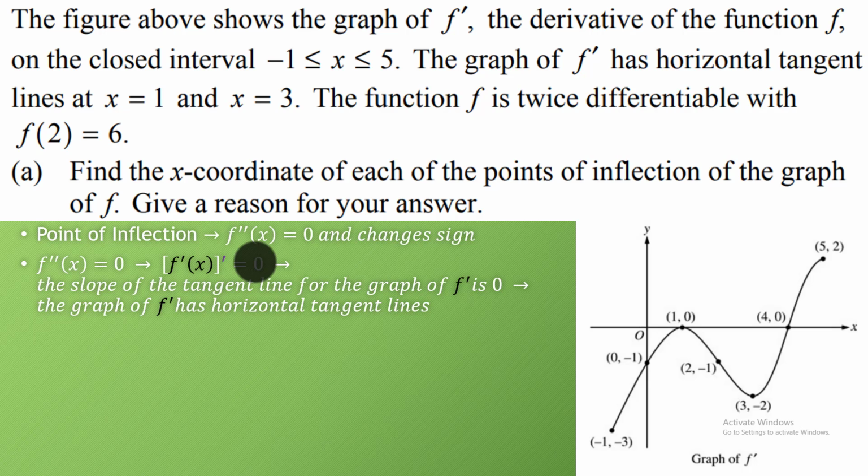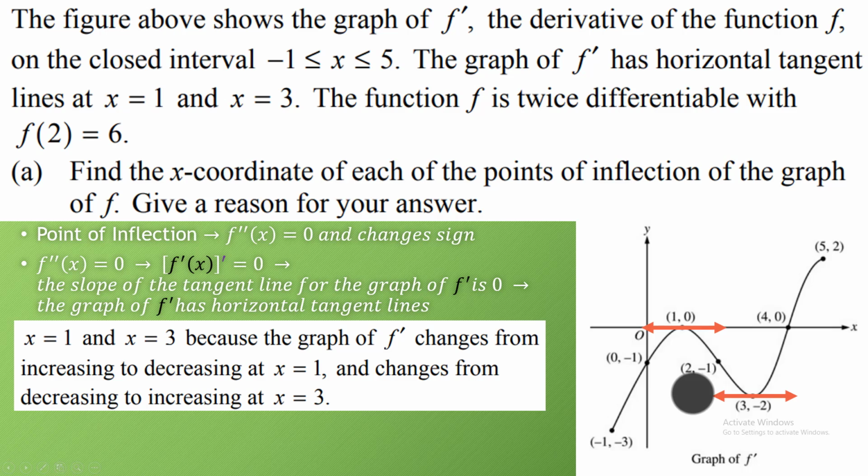So the slope of the tangent lines of the graph of the derivative is 0, and that means the graph of f prime has horizontal tangent lines. And they actually already told us where those were, but if they didn't tell us, we could find them. At x equals 1, we have a horizontal tangent line, and x equals 3, we have a horizontal tangent line. So at x equals 1 and x equals 3, that's where we get the points of inflection, because the graph of f prime changes from increasing to decreasing at x equals 1 and changes from decreasing to increasing at x equals 3.